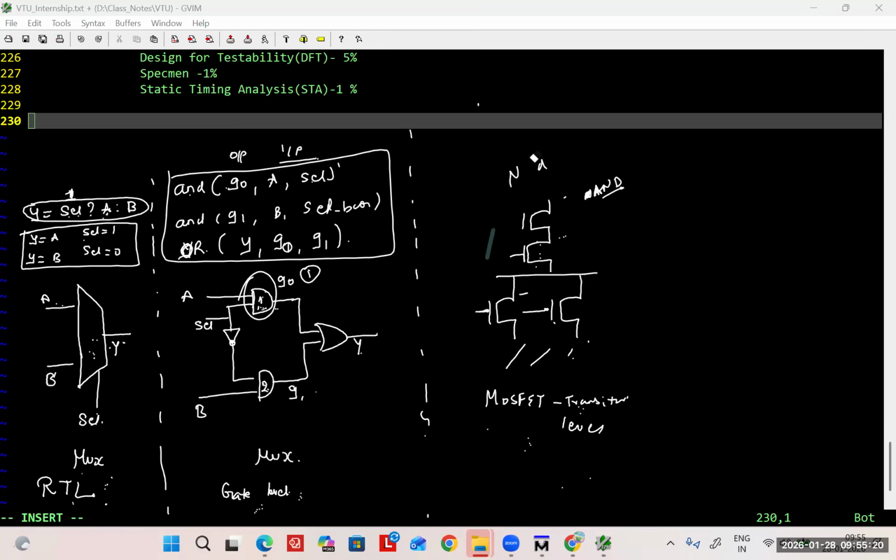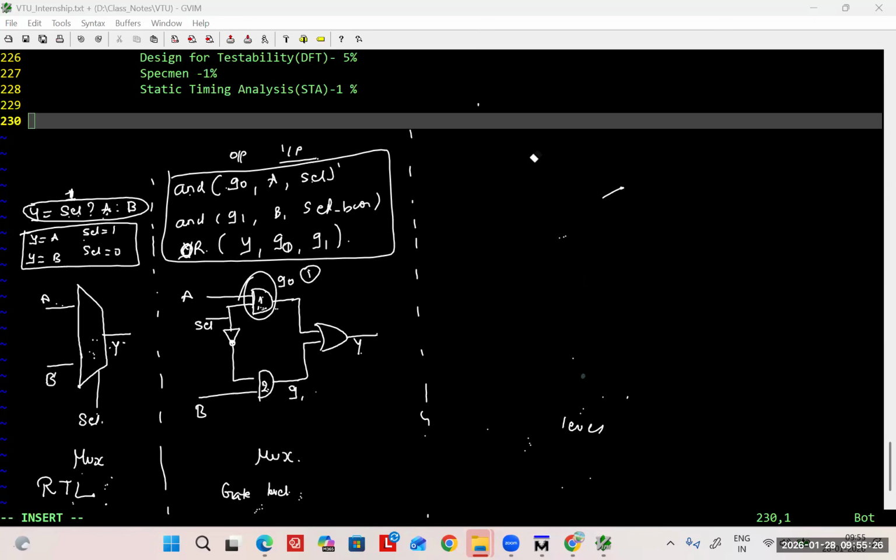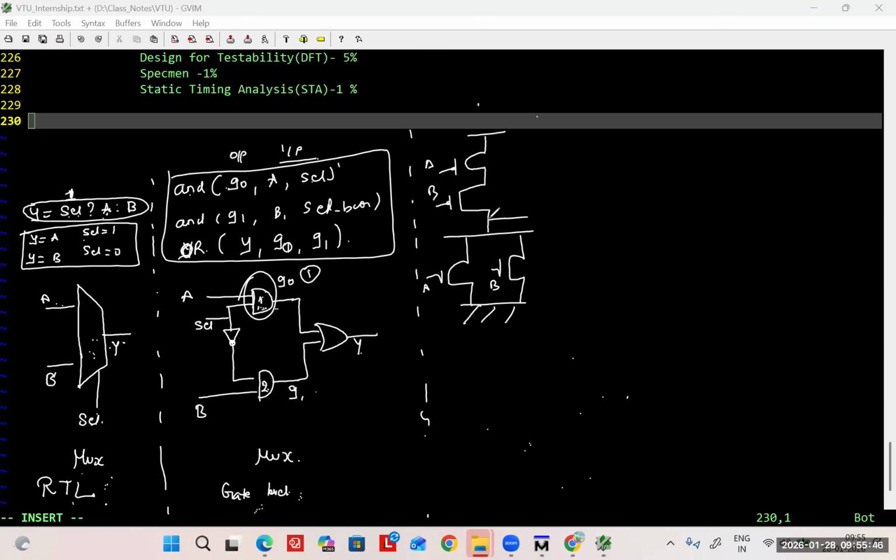Okay, I'll write it properly. Just give me 1 minute. A, B, A and B, correct? And this may be the output.